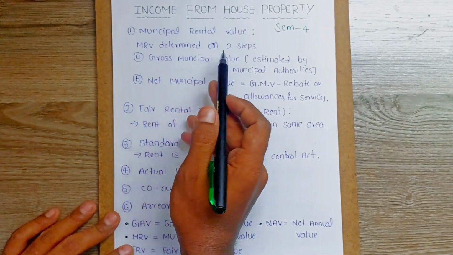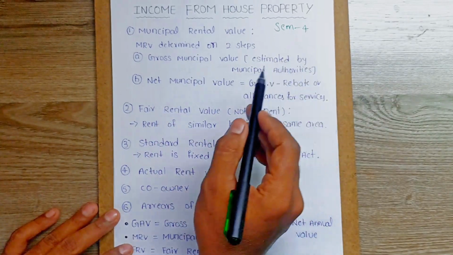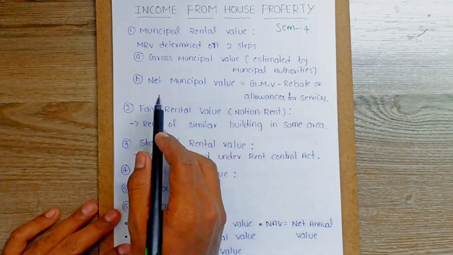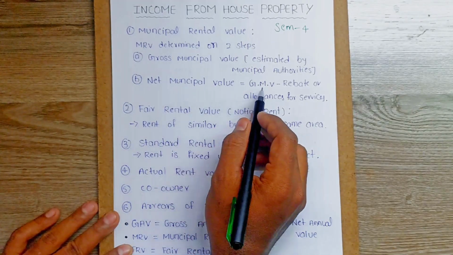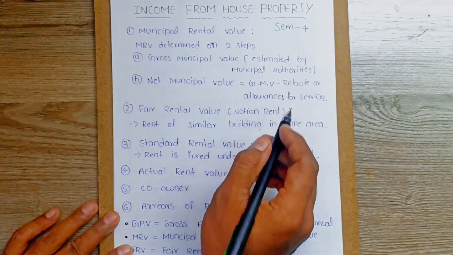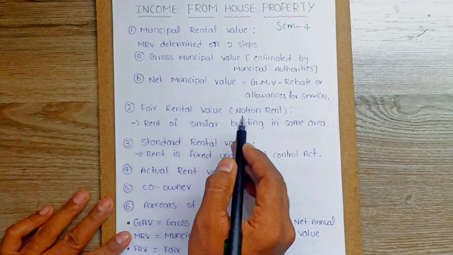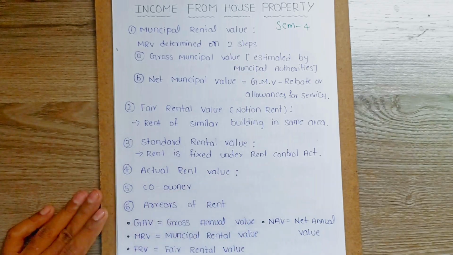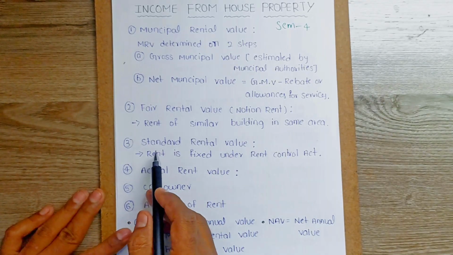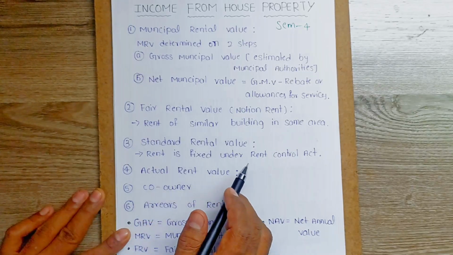Municipal rental value, MRV, is determined in two steps. That is gross municipal value estimated by the municipal authorities, and the second one, net municipal value, which we get via GMV minus rebate or allowance for services. Then fair rental value, also known as notional rent, is the rent of similar buildings in the same area. Standard rental value, that is SRV, is rent fixed under the Rent Control Act.